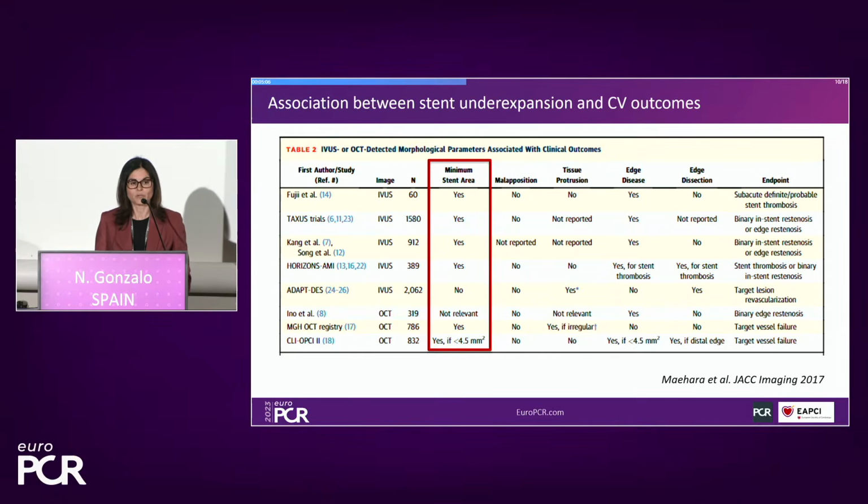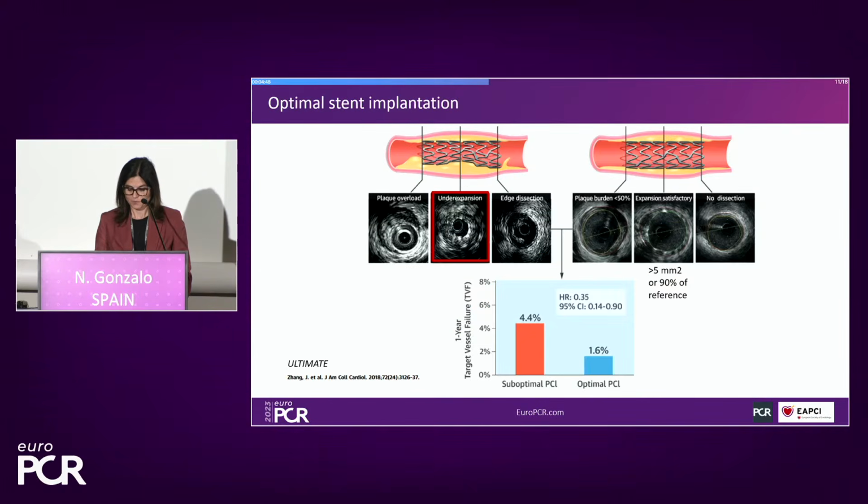This is a summary of multiple studies that have evaluated whether the minimum stent area had an influence on outcomes: thrombosis, restenosis, target lesion revascularization. You can see that in all these studies, this was associated with a worse prognosis for the patients.